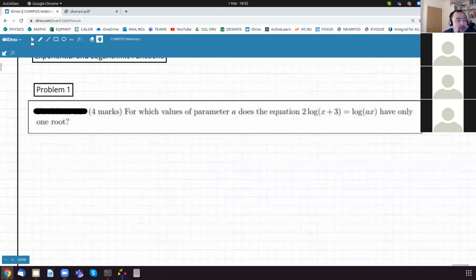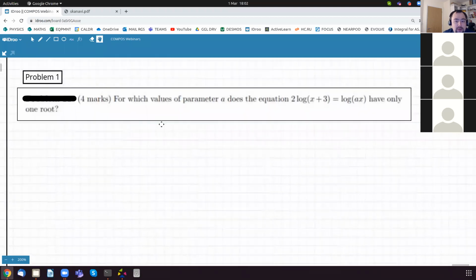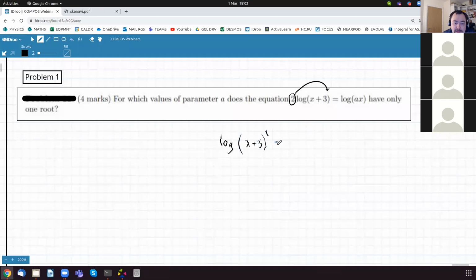Well, let's see what we can do. First of all, we can take the 2 and put it here as a power. So we get logarithm of (x plus 3) squared equals logarithm ax. Okay, so that's one thing.